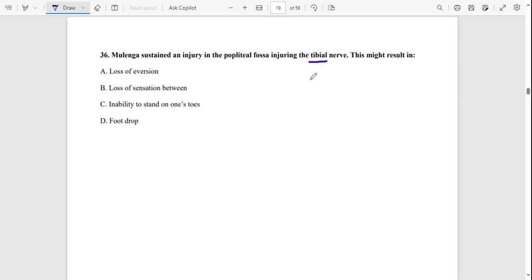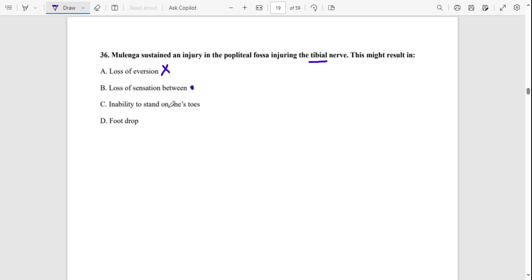Which one do you expect to have? The first thing is, let's look at loss of eversion. Is that going to be one effect? Eversion mostly is not by the tibial nerve. The tibial nerve will be involved in inversion, not eversion. This is the common fibular nerve. Loss of sensation between, the option didn't finish, it just said between, we don't know between what. And then inability to stand on one's toes.